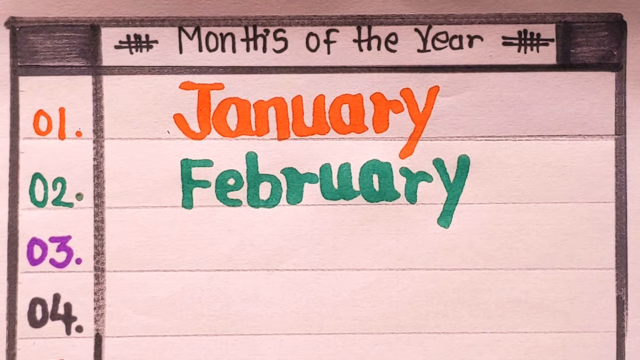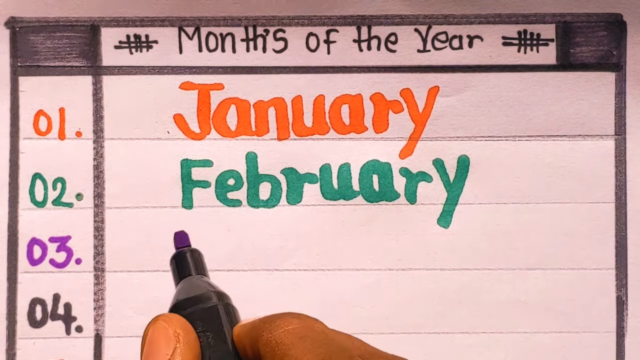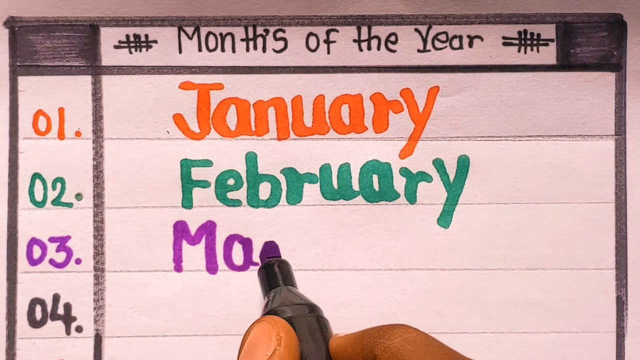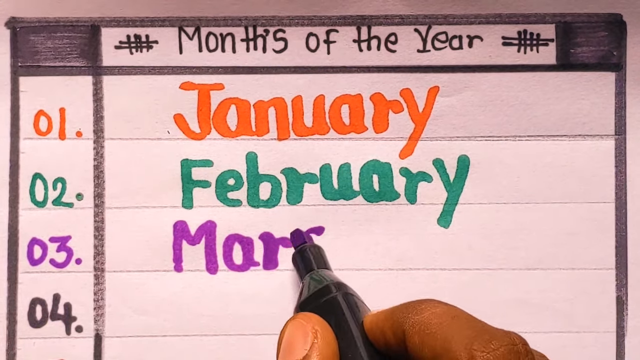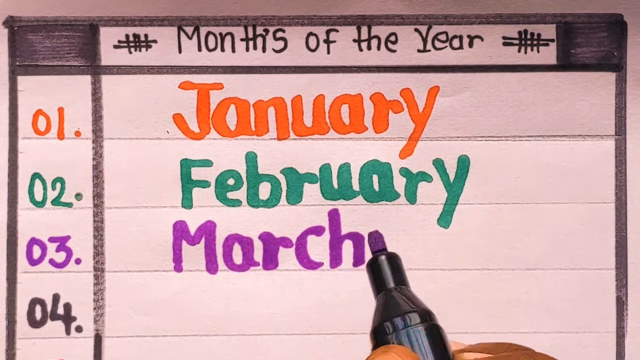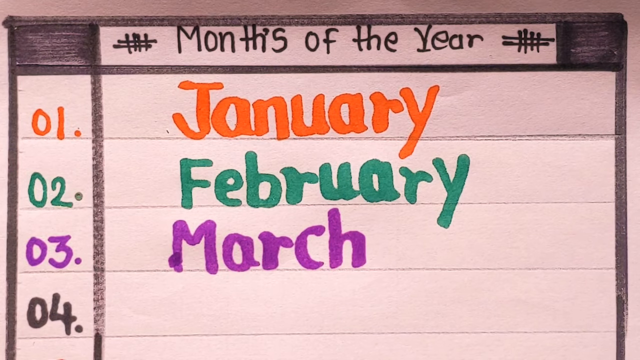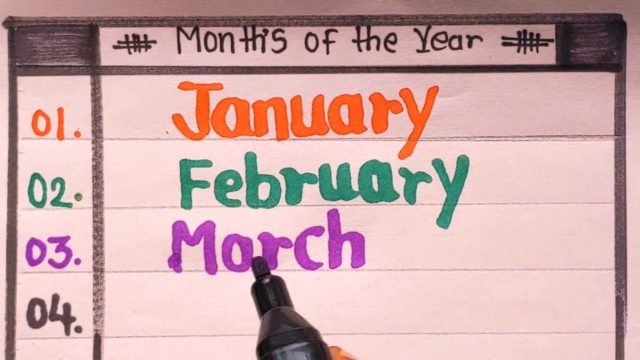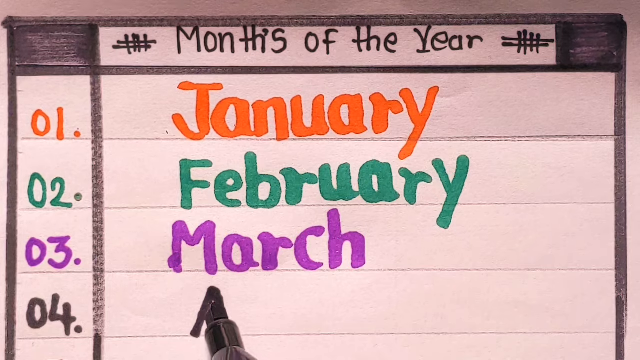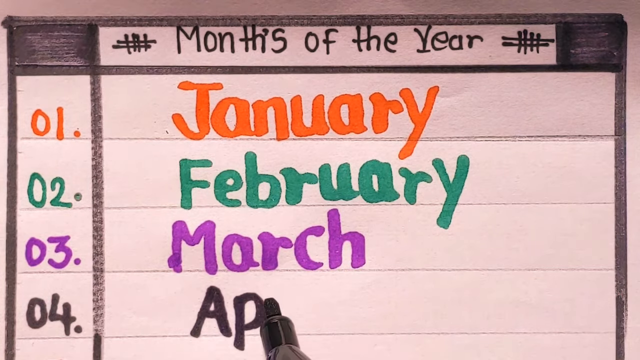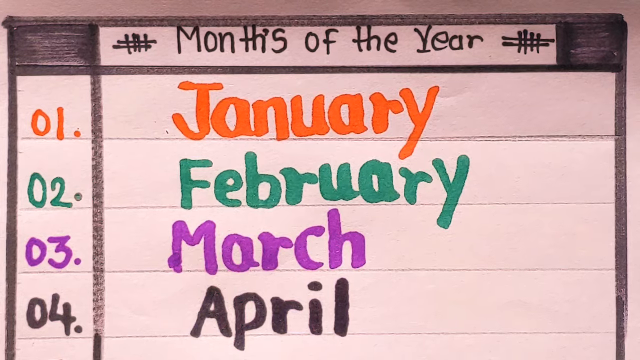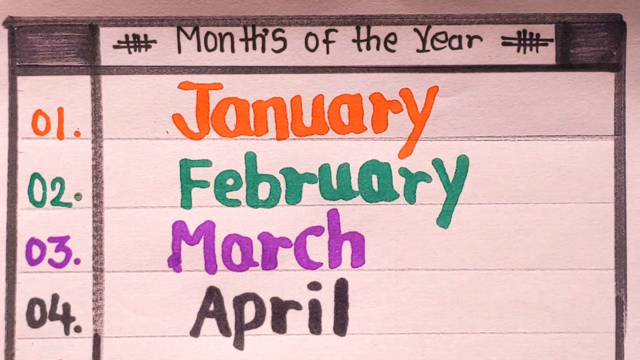Number third is March. M A R C H, March, violet color. Number fourth, April. A P R I L, April, black color.